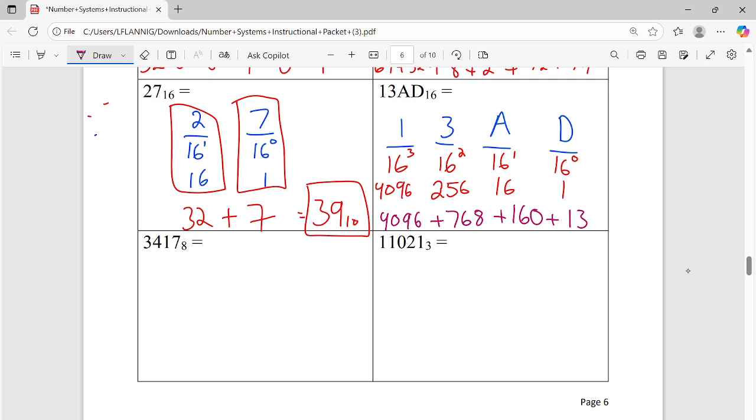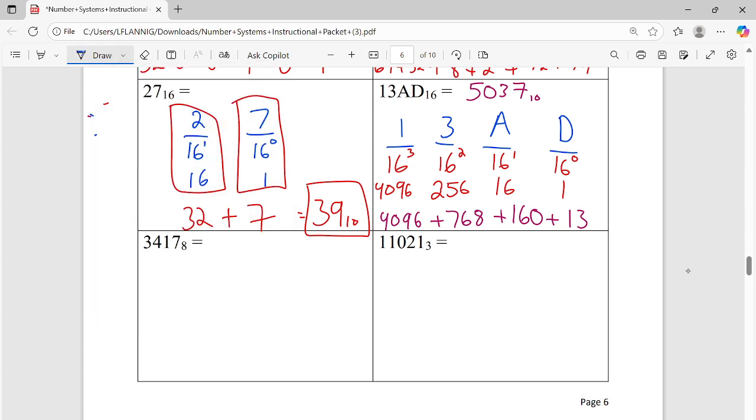Now what you're going to do is add together all of those numbers at the end, so that's 4,096 plus 768 plus 160 plus 13. When you do that, you should get 5,037 base 10.